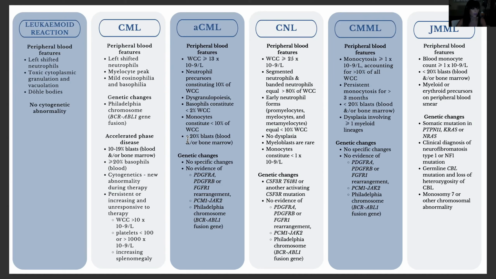Remember, blasts in CMML, you count monoblasts and promonocytes as well. So it's really important to get that distinguishing feature. And dysplasia is a typical feature that we'll see in CMML, because CMML is a bit of an odd disease. We've got dysplastic features of the condition, as well as myeloproliferative features. So we get high white cell count, and we get the dysplasia as well. And again, we wouldn't see those genetic changes that are associated with rare myeloproliferative neoplasms.